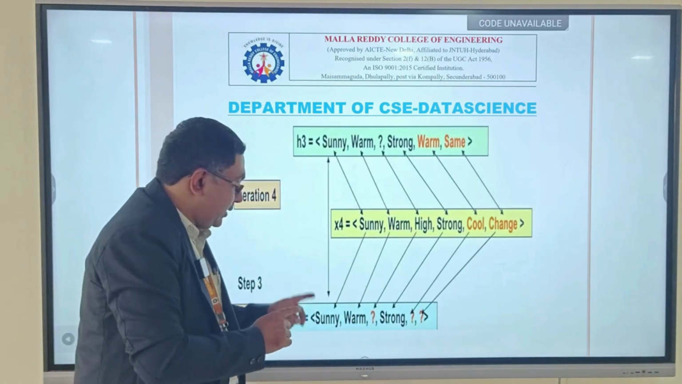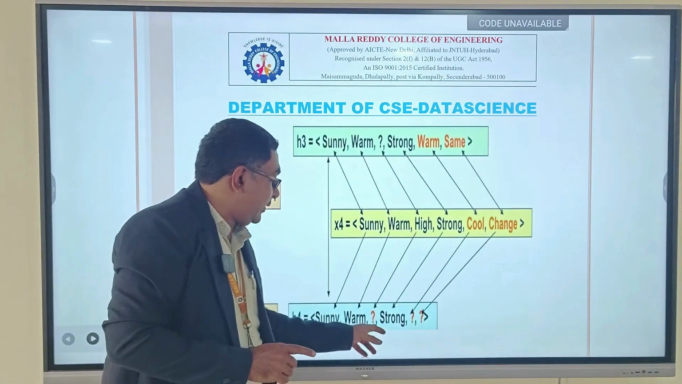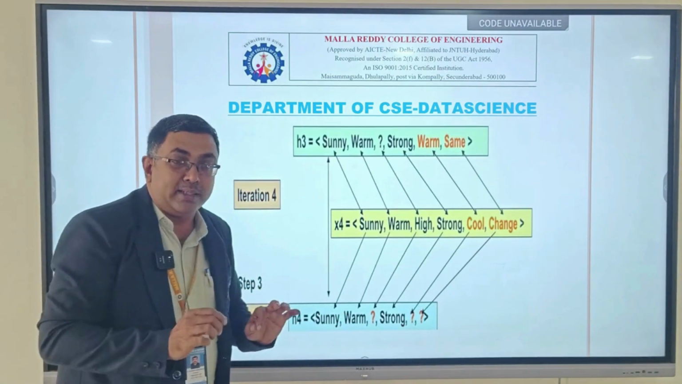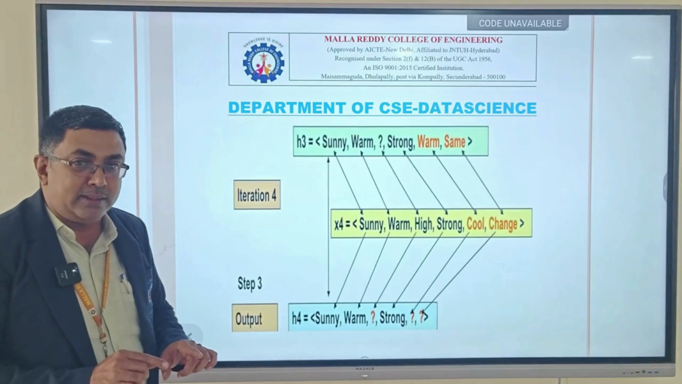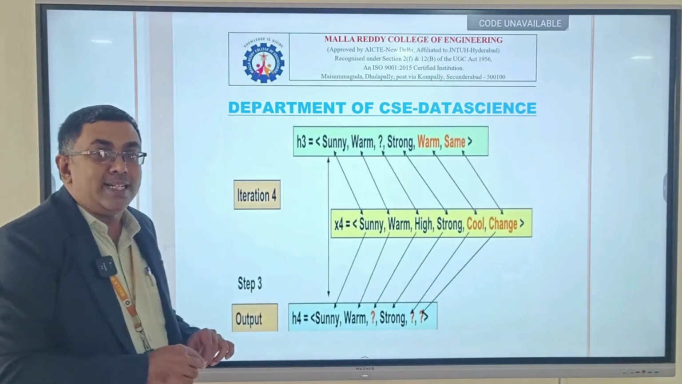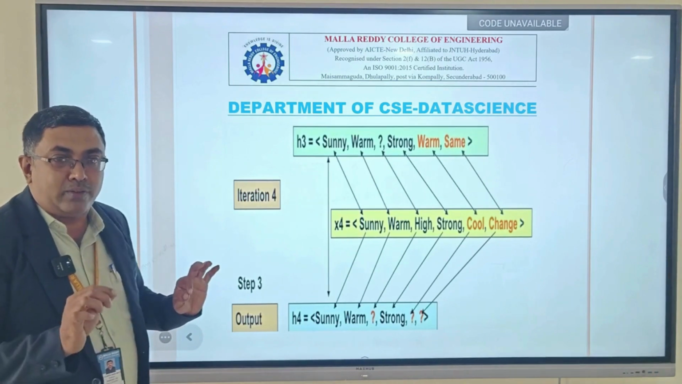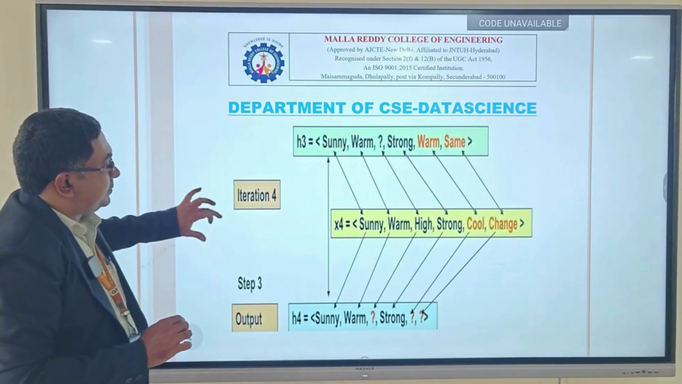Whatever is matching, I retain the same. Otherwise, I replace it with a question mark. So this will become your final hypothesis, which is a consistent hypothesis, the maximally specific hypothesis. This is what the Find-S algorithm does in supervised learning. Thank you.